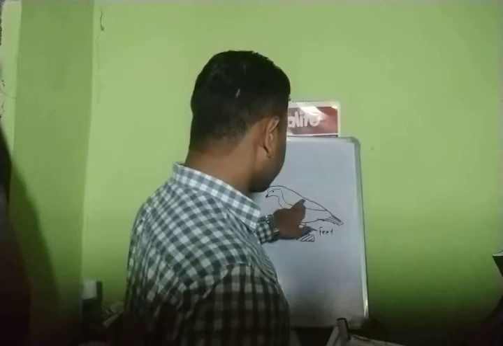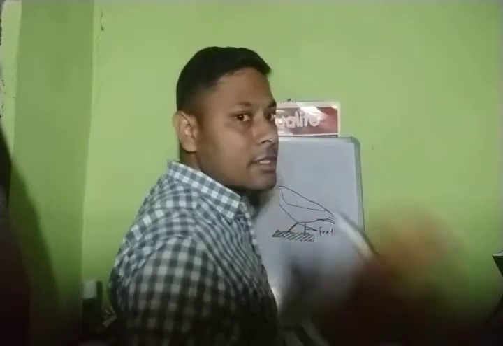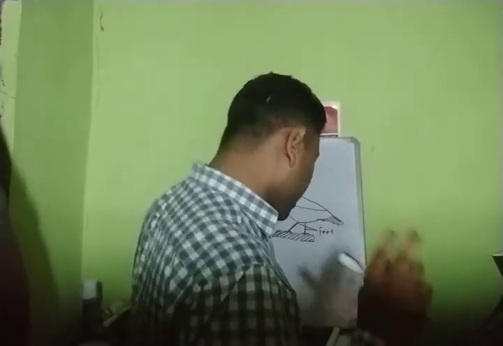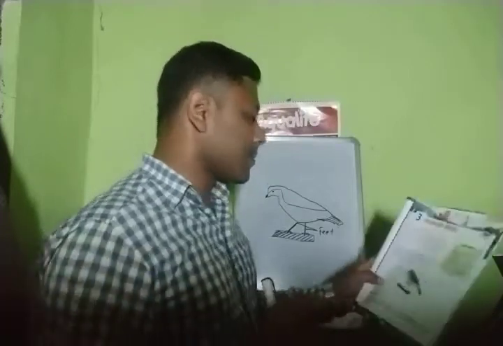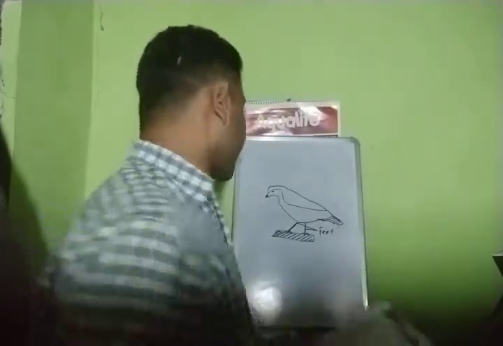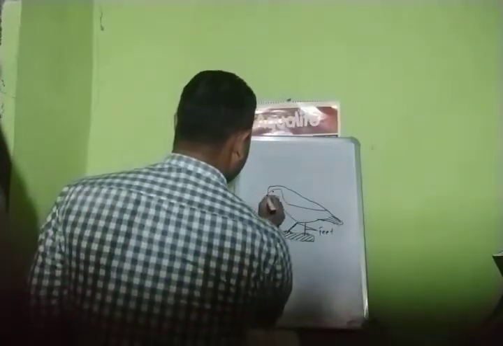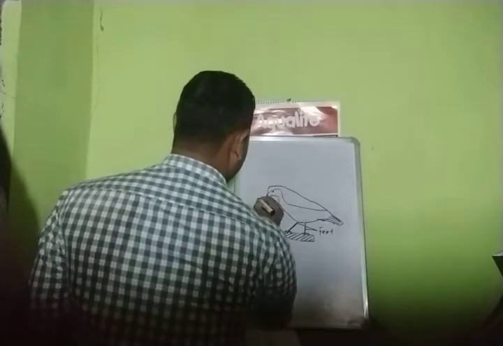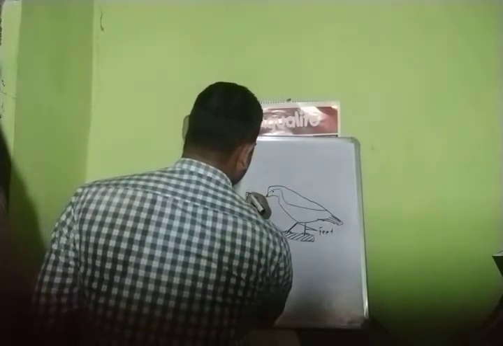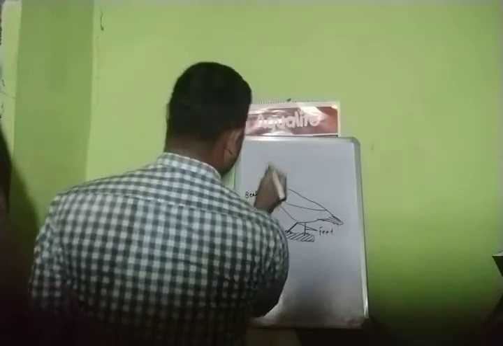Then birds have wings. This part is known as wings, which helps them to fly. Birds have 2 wings. And a beak. Beak means what? The mouth of the bird. The mouth of the bird is known as beak, from where they eat food.